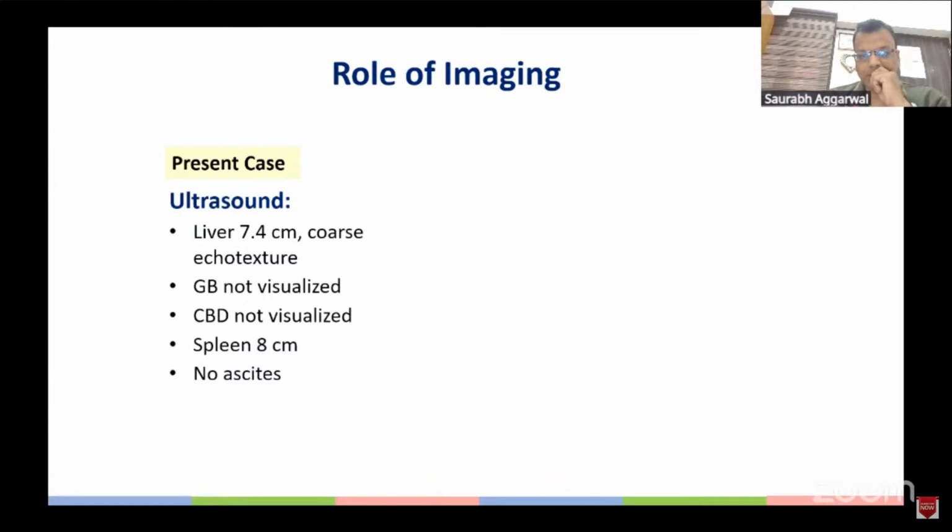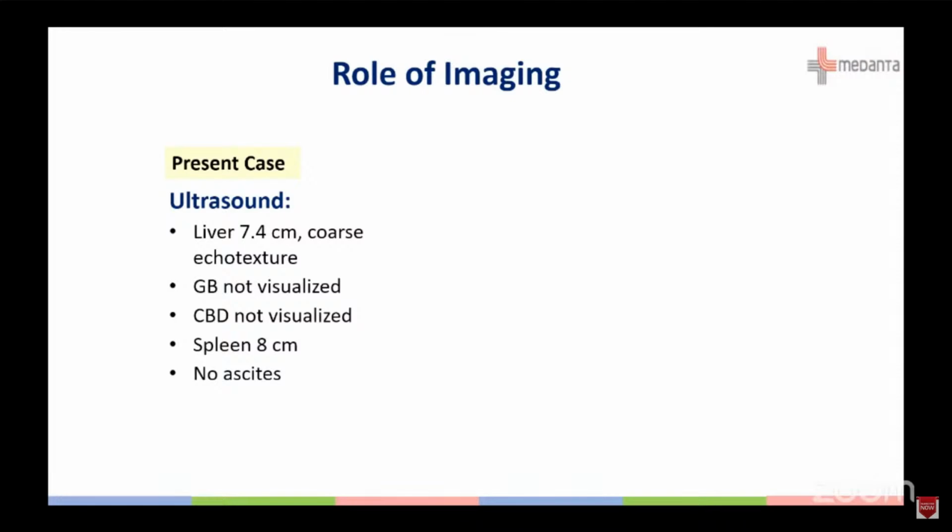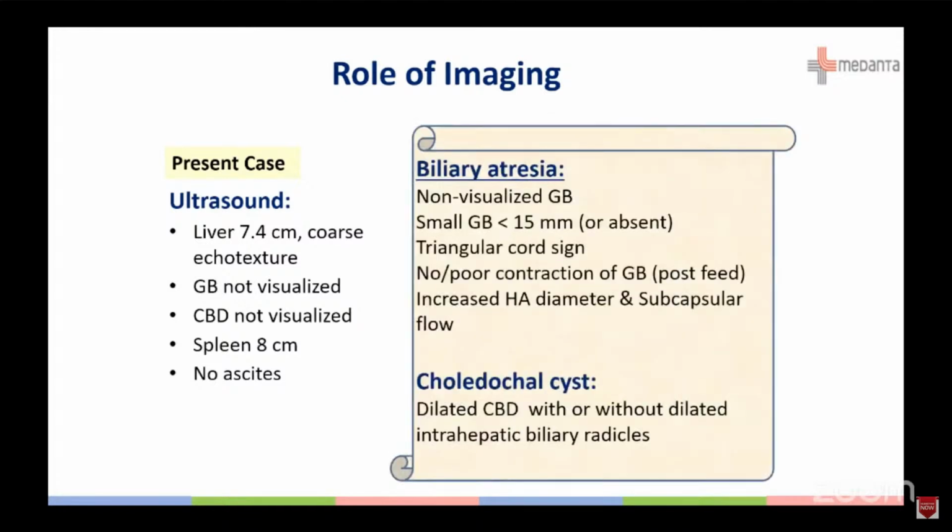The clinical features are suggestive of an obstructive cause of the conjugated hyperbilirubinemia based on the dark urine, alcoholic stools, and jaundice. In case of biliary atresia, on USG we get some important features like a non-visualized GB or a small GB, less than 15 millimeter, that is 1.5 centimeter. You may get a triangular cord sign, there is poor contractility of the GB after feeding the child, and there is increased hepatic artery diameter and subcapsular flow also. In case of a choledochal cyst, we will get a dilated CBD with or without dilated intrahepatic biliary radicals.